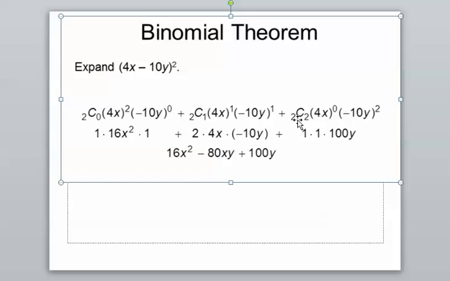Next one, the combination of 2 things taken 2 at a time is a 1. 4x to the 0th power is a 1. And minus 10y squared is 100y squared. You can see where the 100y squared came from. 2 times 4 is 8, times minus 10 is minus 80xy, and 16x squared would be the first term there. So you can see where that's coming from.